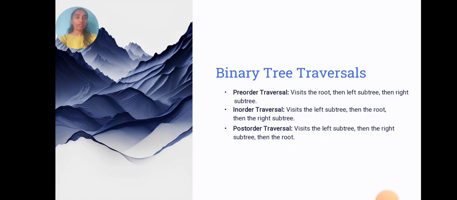Pre-order traversal visits the root first, then the left subtree, and lastly the right subtree. In-order traversal first visits the left subtree, then the root, and lastly the right subtree. Post-order traversal first visits the left subtree and then the right subtree. Then it lastly visits the root.